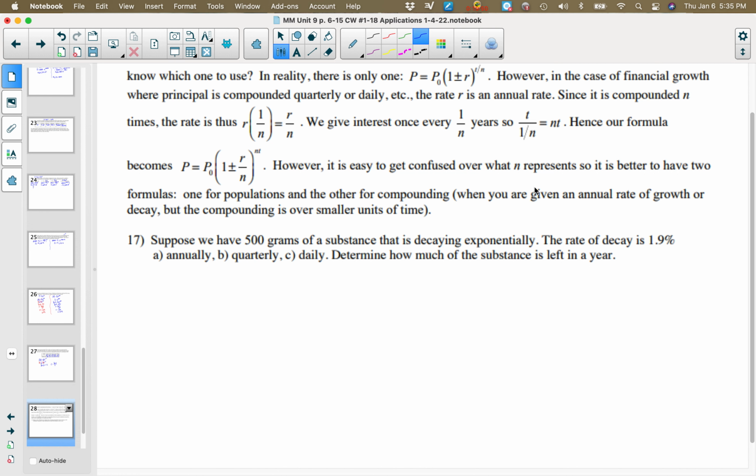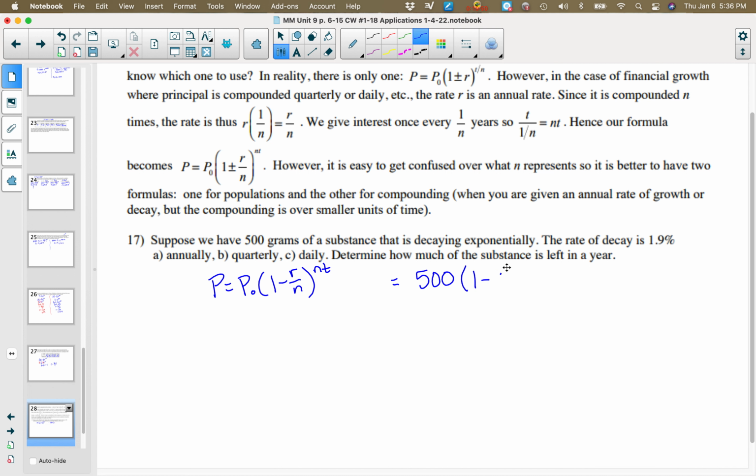So for this one, you would actually use P equals P naught times (1 minus r over n) to the nt power. So we're going to use this formula. So then filling in what we know, we have 500 grams of a substance that we're starting with, and it's decaying exponentially, but then because they ask us to do annually, quarterly, and daily, we're going to use this formula.